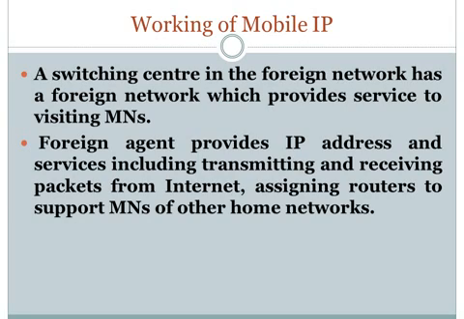Apart from that, it also does what is done by a home agent, that is, sending and receiving packets from the internet and assigning routers. And these routers must correspond to the routers in the home network. So routers in the home network will communicate with routers in the foreign network. The home network routers are assigned by the home agent and the foreign network routers are assigned by the foreign agent.